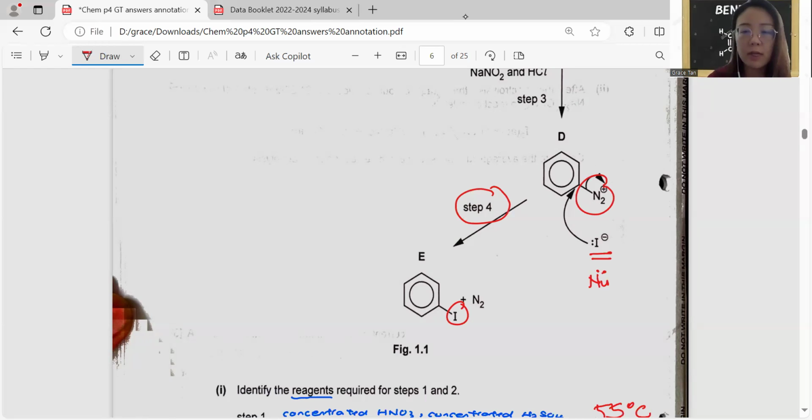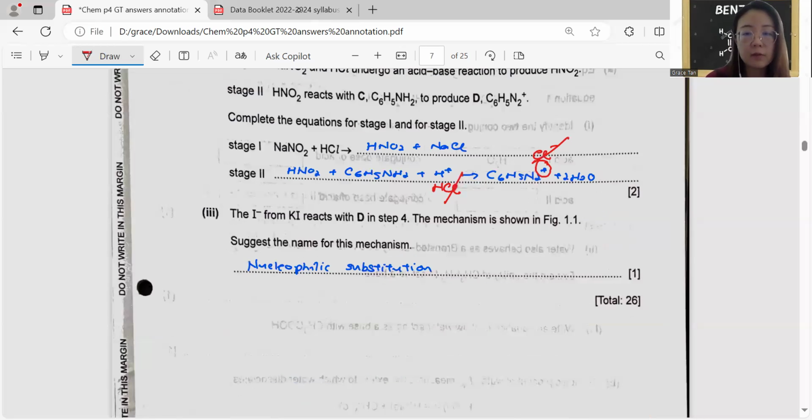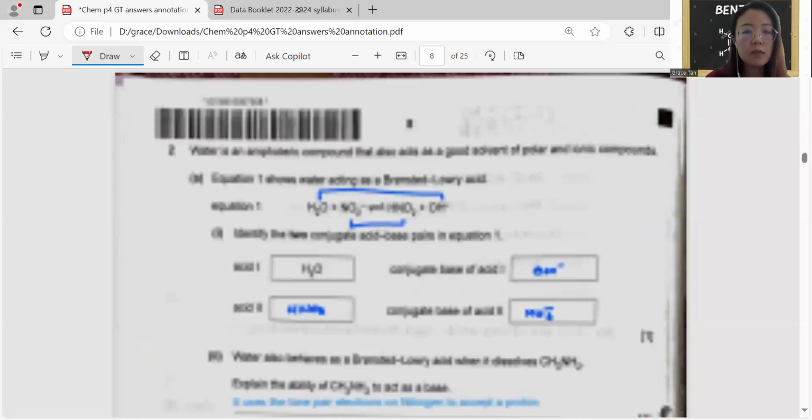I see that iodide has a lone pair. It's not a positive charge like an electrophile, nor is it a lone pair deficient species. Iodide is not a lone pair deficient species, so it's not going to be an electrophile here, 100%. So this is a very clear-cut nucleophile case. So for me, the answer is nucleophilic substitution. All right, let's go to question number 2.